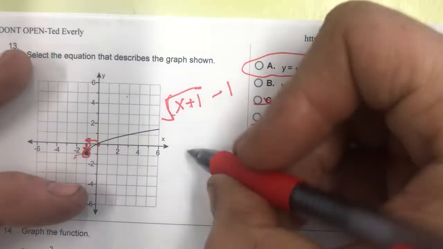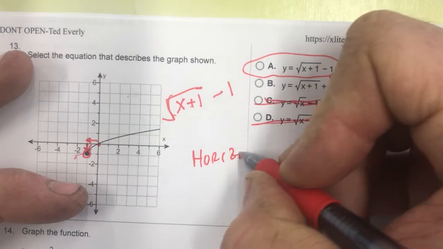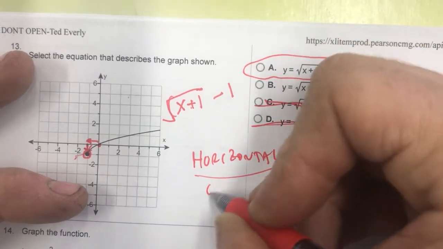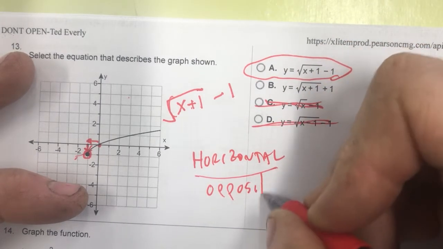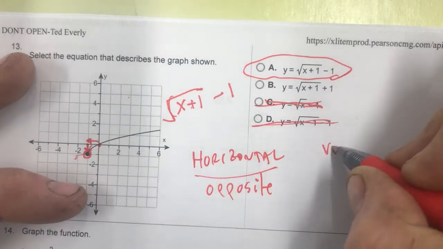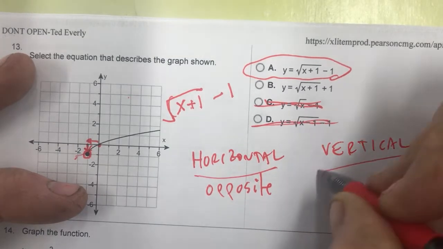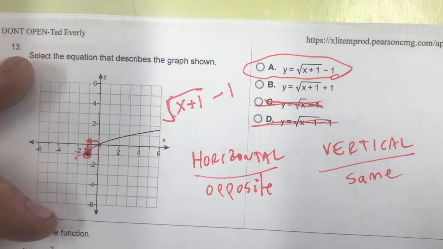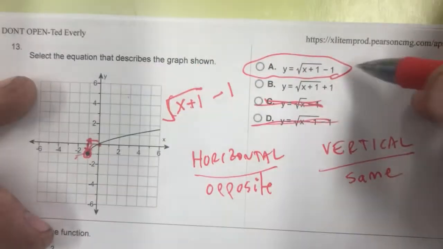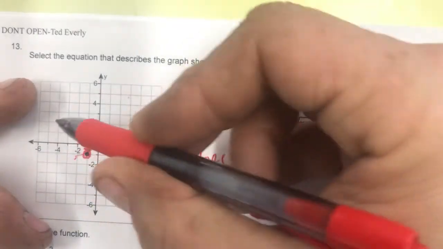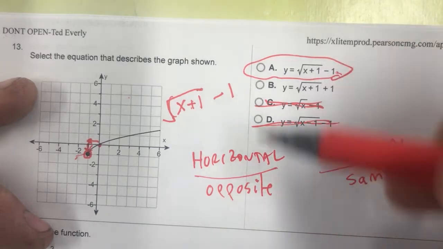Okay, so you got to remember now, horizontal is the opposite value, and then vertical is the same value. Okay, so like when this goes down 1, this is minus 1. When it goes to the left 1, it's going to be plus 1 because it does the opposite.